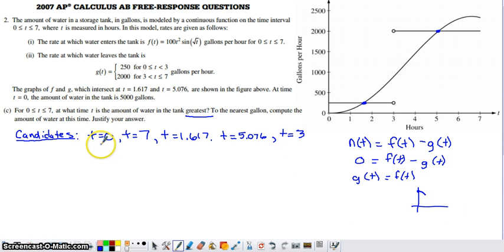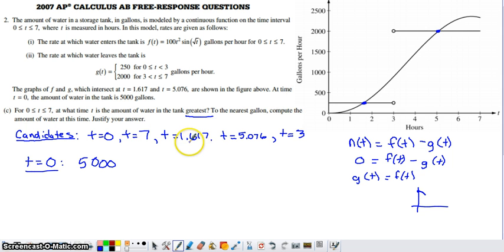So this we're going to have to realize is a candidate. The nice thing is we don't have to do any work to find the water level at t equals 0. They give that to us in the problem statement. They tell us we have 5,000 gallons. We're going to have to see if we have any values at some of these points in between 0 and 7 where the water level exceeds this, or maybe at 7 the water level exceeds that.